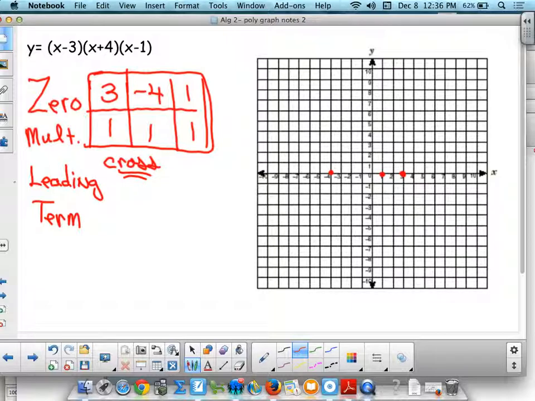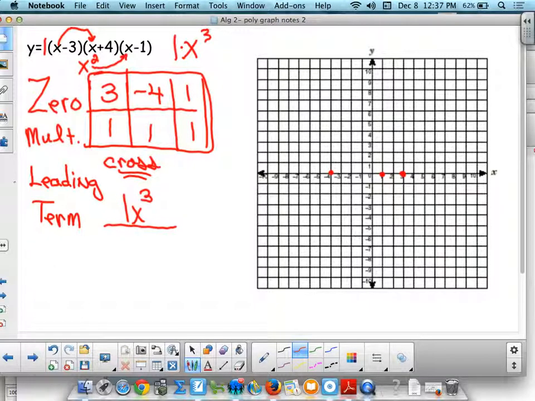That was kind of nice. Now you got to kind of understand the leading term. The leading term is going to tell you end behavior. So what's the leading term? Ready? Take this times this. What do you get? X squared. Take x squared times x. X cubed. Now, the number out here is what? 1. So really the leading coefficient is 1x cubed. You have a 1x cubed function.